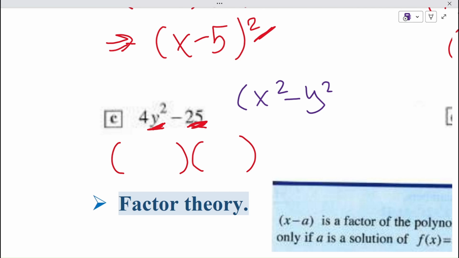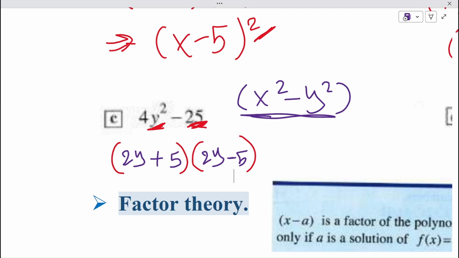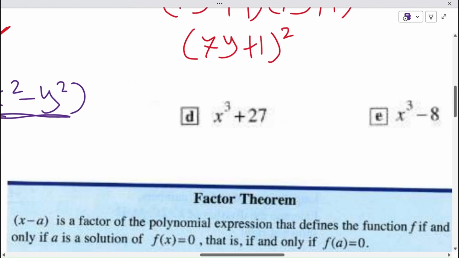At the first, 4 comes from 2y times 2y, of course. 2y, 2y. Okay, what about 25? Of course, for 25, we have 5 times 5. Because here we have this type, one of them plus, one of them minus. 5 plus 5. This is our factor. Let's go into another question.